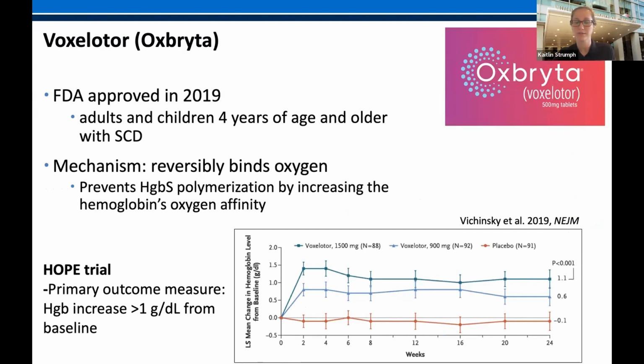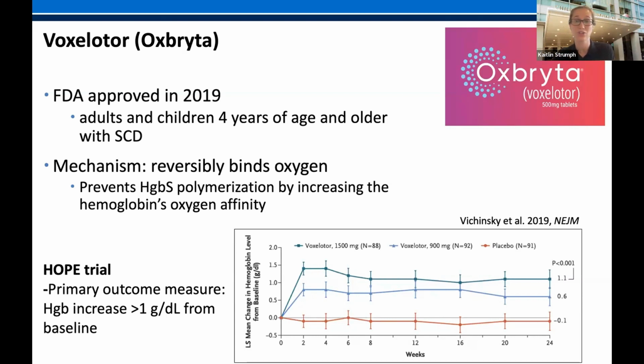The HOPE trial was the study that the FDA approval is based on, but the primary outcome measure was really looking to see if the medication improved anemia. So they were looking for a 1 gram increase in hemoglobin, and the medication did that wonderfully. So you can see on the right, the red is the placebo. Patients' hemoglobin did not change really at all from baseline. The next line is the lighter blue. That's voxelotor, the lower dose, the 900 milligrams. It did show an increase or a change in hemoglobin, and then the higher dose of 1500 milligrams, which is the actual prescribed dose that we give now, had an even better increase.